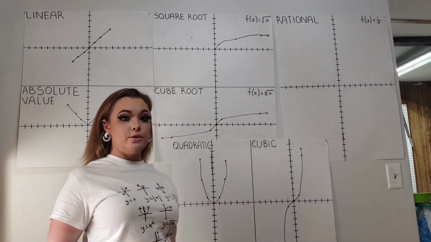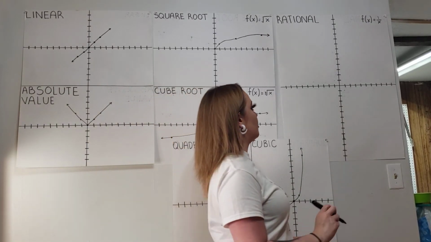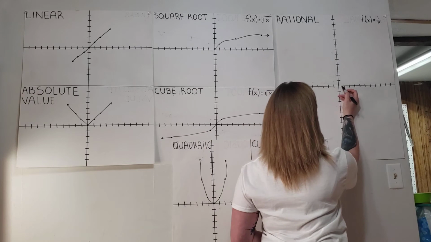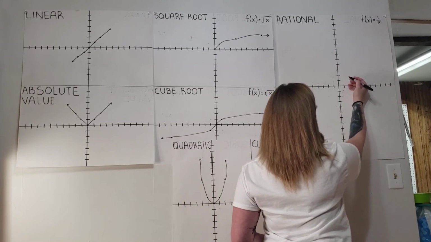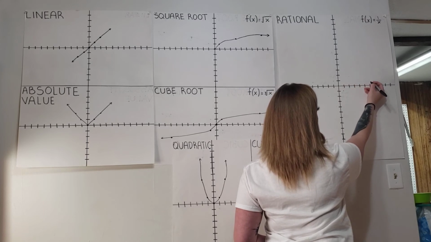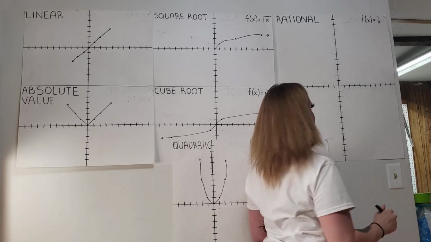The seventh and final function I will be graphing is the rational function. Remember that we have an asymptote right here where x equals 0. So our line is going to come very, very close to where x equals 0 and also where y equals 0, but it's never going to touch.